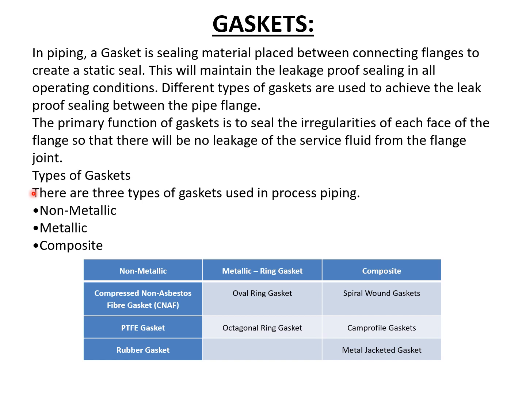So moving on with gaskets. In piping, a gasket is a sealing material placed between connecting flanges. It creates a static seal and will maintain leak-proof sealing in all operating conditions. Different types of gaskets are used to achieve leak-proof sealing between the pipe flanges. The primary function of gaskets is to seal the irregularities of each face of the flange so that there will be no leakage of service fluid from the flange joint. So there are three different types of gaskets: metallic gasket, non-metallic gasket, and composite gasket.